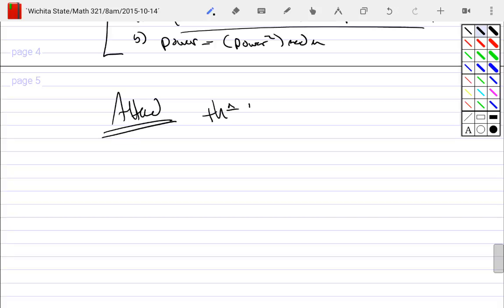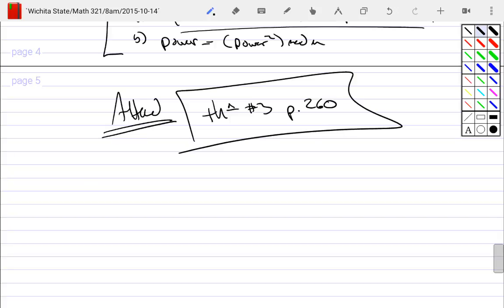We're going to do theorem number 3 on page 260, which is there are infinitely many primes. All right, that's it.